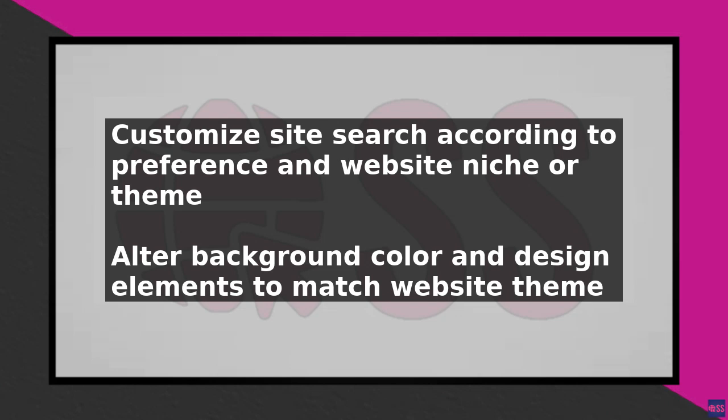The background, color, and other design elements can be altered to match the website's niche or theme. Options for customization include changing the color, using a gradient, or adding an image or video. The search results can also be tailored, with options to make the text bold or change the layout.